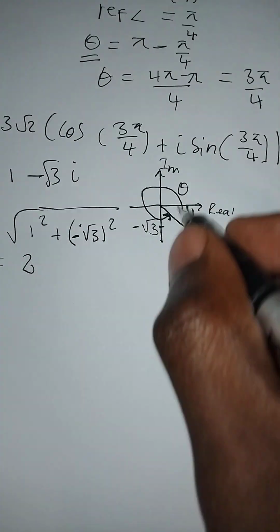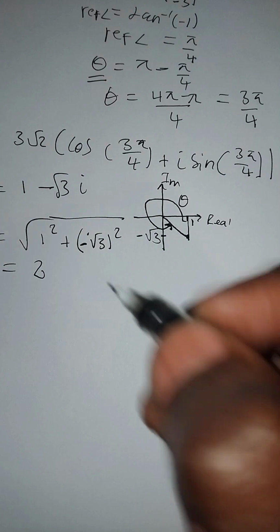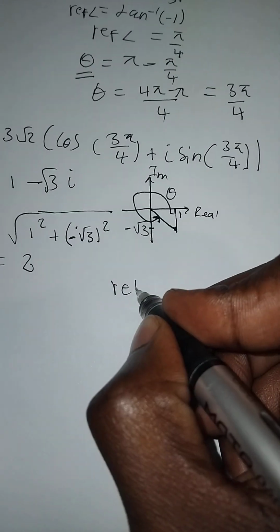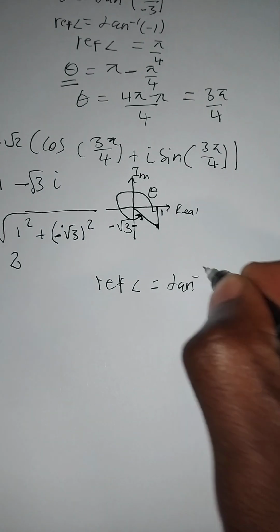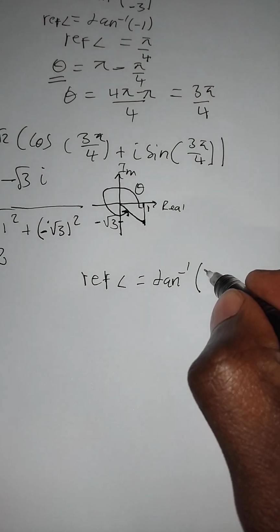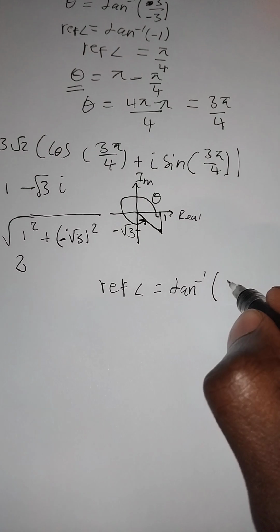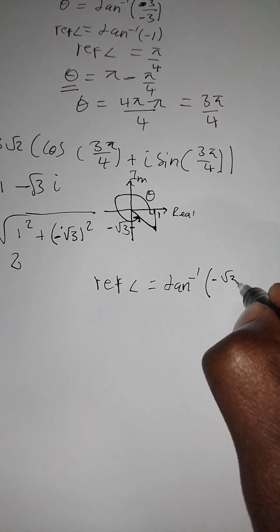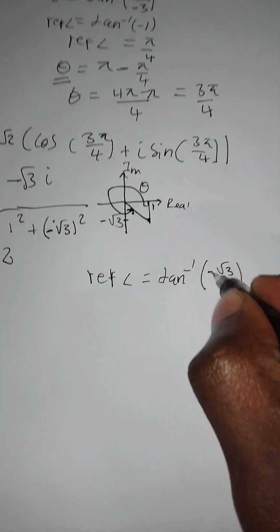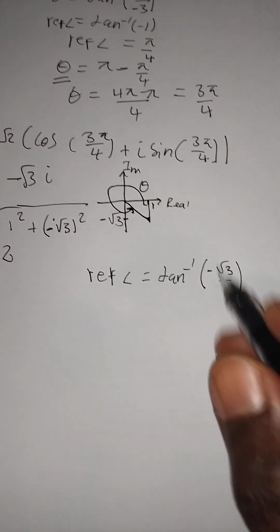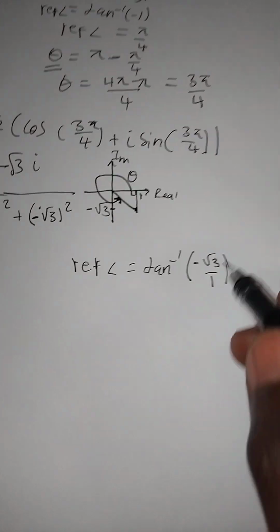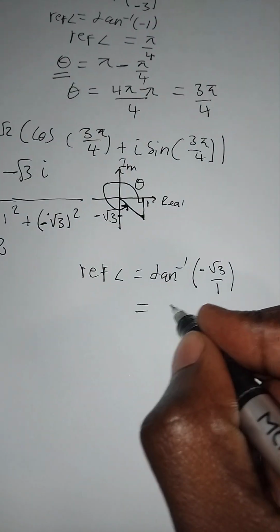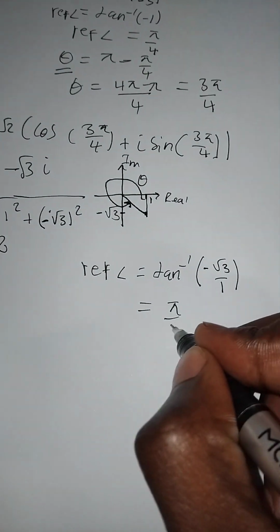We see that what we are going to find here is actually not theta but the reference angle. So I can just say the reference angle is arctan of b, which is minus root 3 over 1, but I'm going to ignore this negative and find arctan of root 3. Arctan of root 3 is pi over 3.